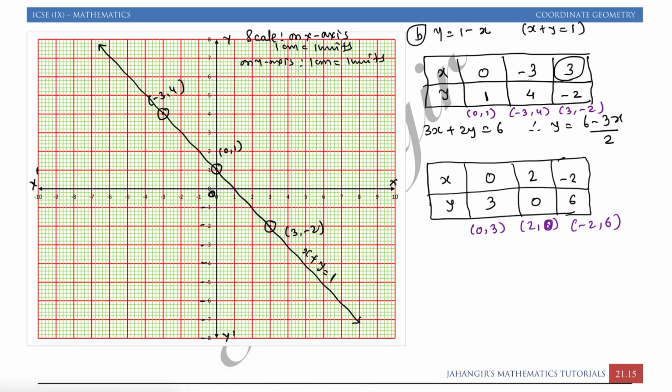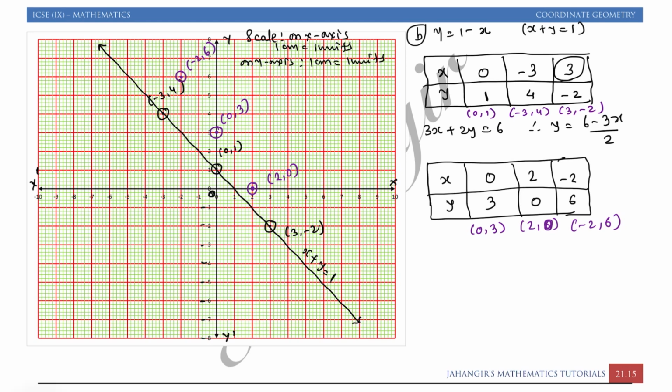Now we will draw the graph of the second equation. Second equation's first point is 0, 3, that is on y-axis, it's over here. On y-axis at 3 we are plotting 0, 3. Then 2, 0 is on x-axis. Then minus 2, plus 6. So x is minus 2 and y is plus 6. So we can just plot it down. Minus 2, 6.